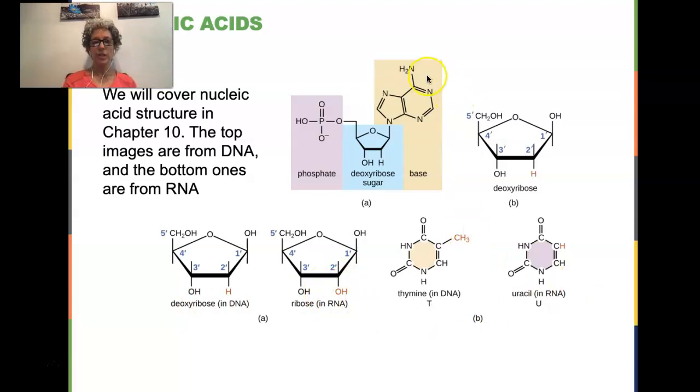The other difference is in the base. DNA has thymine, RNA has uracil. So RNA never has thymine. DNA never has uracil. And both have 3 other bases that are called cytosine, guanine, and adenine. We will definitely cover way more about DNA structure in Chapter 10. This is the limit of what's required in Chapter 7.